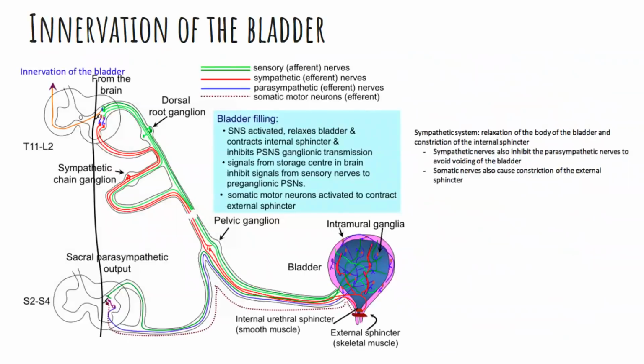Now just quickly going through some innervation of the bladder. This is quite a big slide, and you might need to look at it in your own time to unpack it. But it's talking about how you've got your sympathetic and your parasympathetic innervation, and they actually do the opposite of what you would think. Your sympathetic relaxes the bladder, and your parasympathetic causes contraction of the bladder. And then you have your somatic neurons, which are involved in the external sphincter.